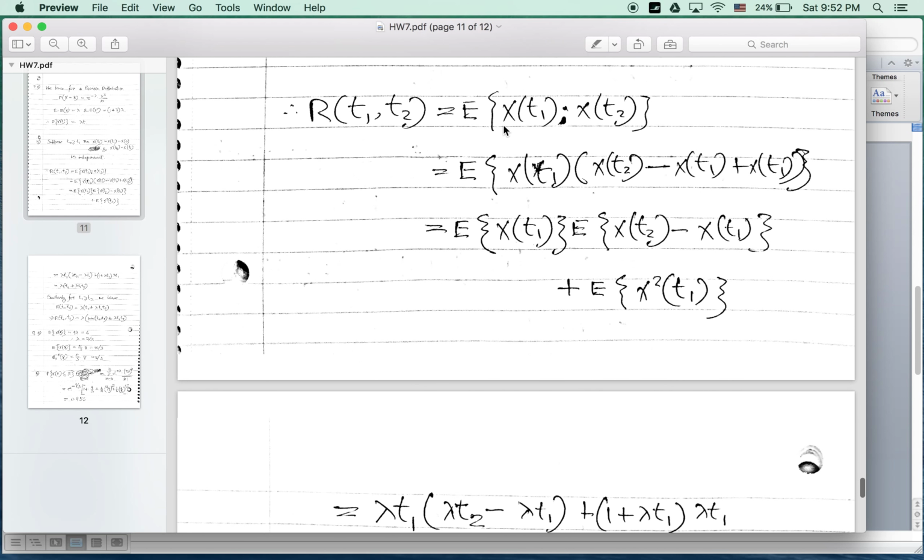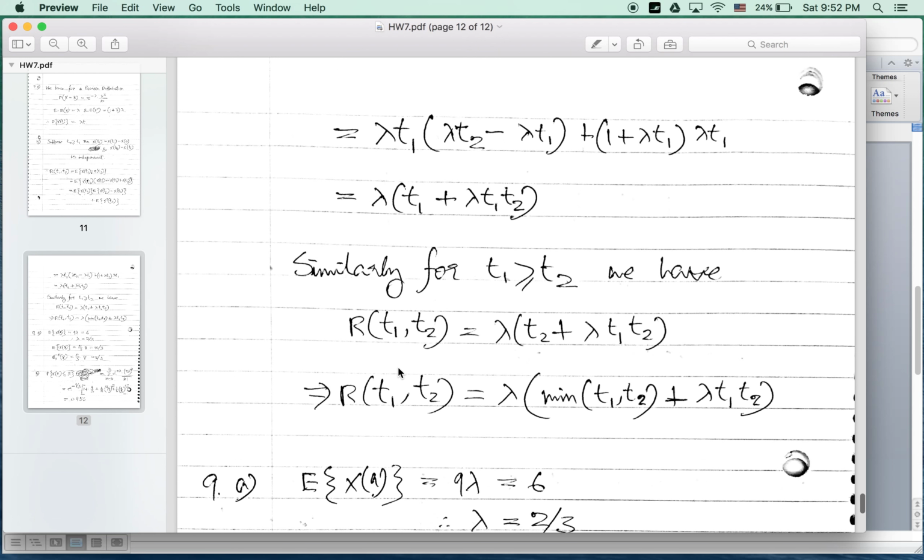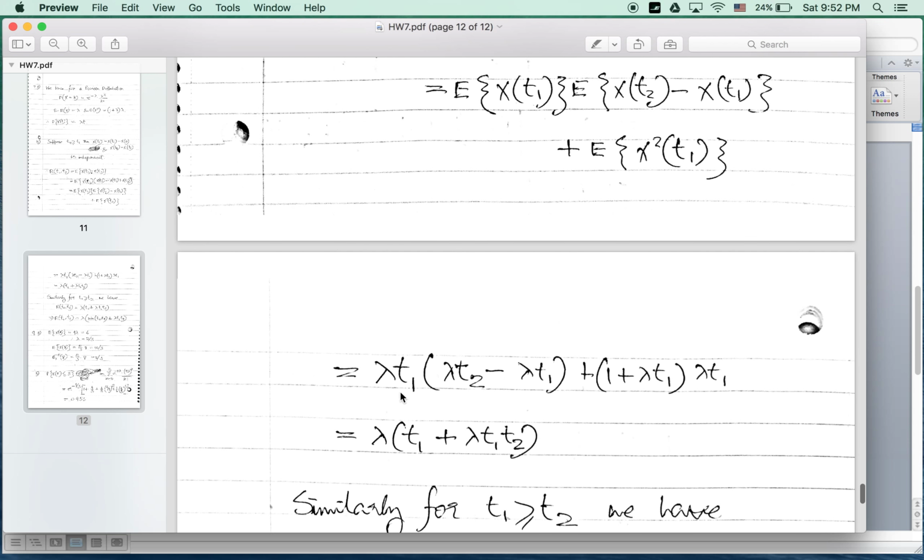So we calculate the autocorrelation like this. R(t1, t2) can be written as the expectation of X(t1) into X(t2), and X(t2) is written as X(t2) minus X(t1) plus X(t1). We multiply it with X(t1), and as X(t1) and X(t2) minus X(t1) are independent, we write it as a separate multiplication: expectation of X(t1) into expectation of X(t2) minus X(t1), plus the expectation of X squared of t1. This last term comes from multiplying X(t1) and X(t1).